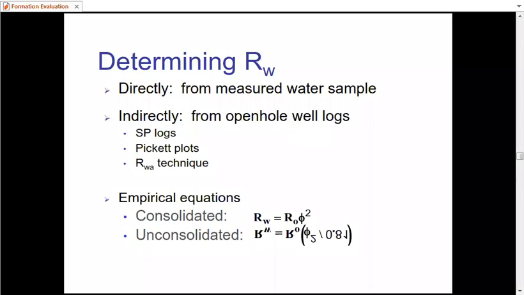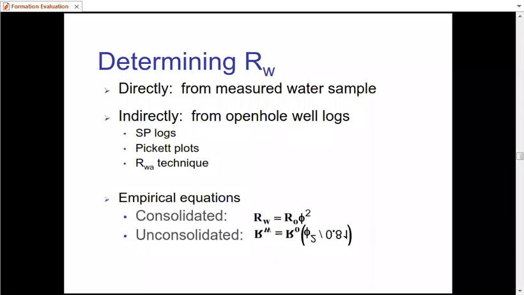One of the important parameters when we are dealing with formation evaluation is the water resistivity. When we are dealing with any equation or any calculation or any logs, you have to identify what the water resistivity is.